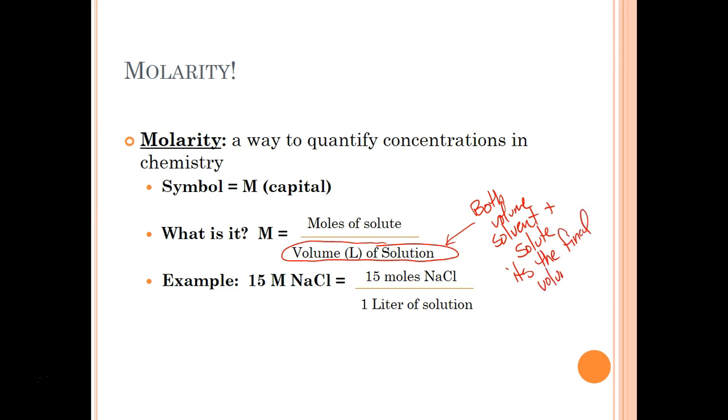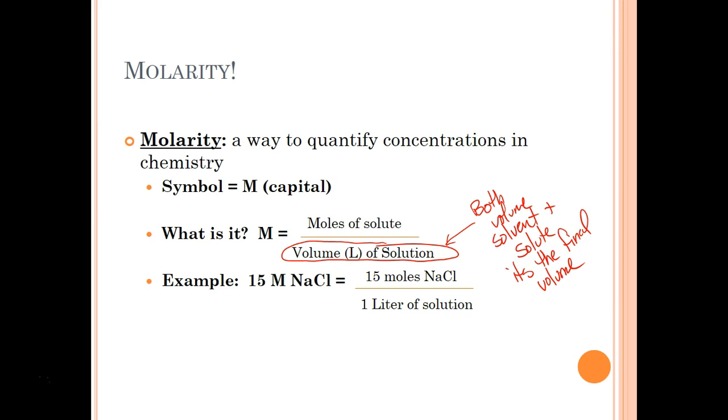And even though when we talk about molarity, like this 15 molar NaCl, it could also be written as 15 moles of NaCl per 1 liter of solution. When you calculate molarity, you're not always going to have 1 liter. But if you're given a molarity, it's always per 1 liter. And that's a big thing to remember.